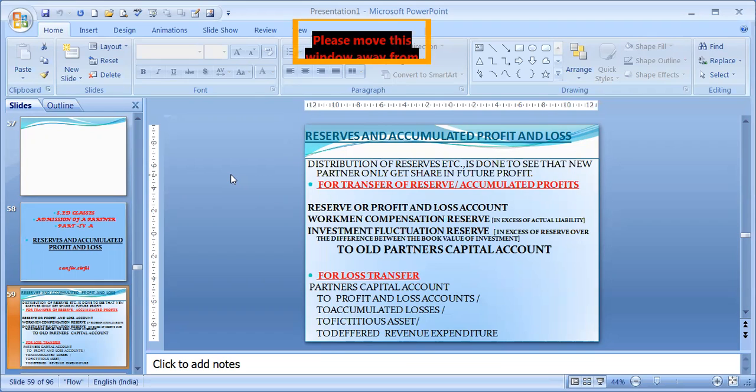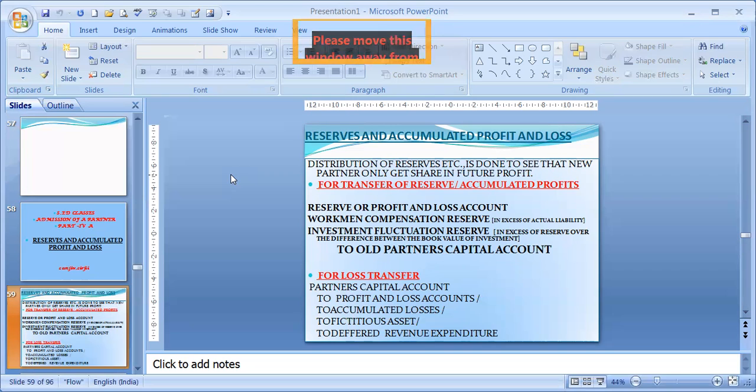These reserves and profits, the accumulated profits, should be shared among the existing partners in their old ratio. Similarly, any losses should also not be transferred from existing partners to the new partner. New partners should not be interfered with these things. That is why we have to first remove these effects. That is, profits and losses have to be removed. Now let's understand distribution of reserve, that is done to see that the new partner only gets a share in the future profits, not in the past accumulated profits.